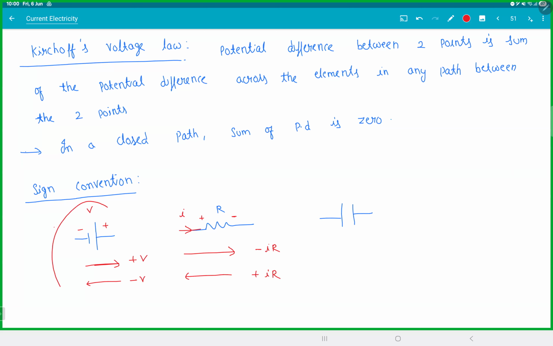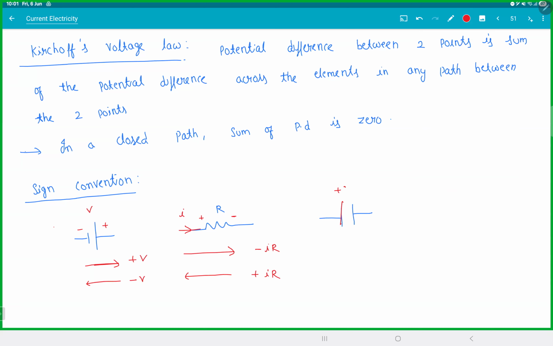Remember, a battery's potential has nothing to do with current. For example, if you have a battery like this, and current is going into the battery, and you go from minus to plus, it is still plus V. Are you getting it? Battery doesn't care about the current. Potential difference across a battery is V. Whether the current is there, not there, or going in, it doesn't matter.